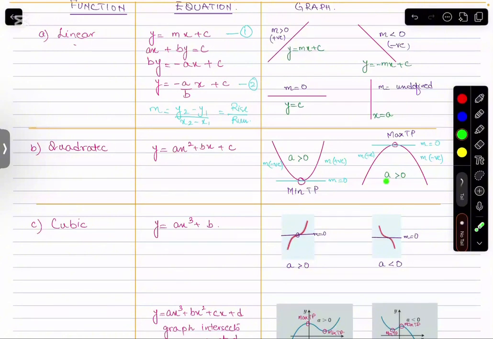The same thing applies if a is less than 0, so if a is less than 0, that means it should have a negative value. A less than 0 means a negative value, and again we know a is the coefficient of x squared. So what is the nature of the curve? It has to be a curve which has a maximum turning point. A less than 0 means the coefficient of x squared is negative, so the curve is always going to have a maximum turning point. And again I can see at the maximum turning point, if we make a tangent here, the gradient of this tangent is always going to be equal to 0.